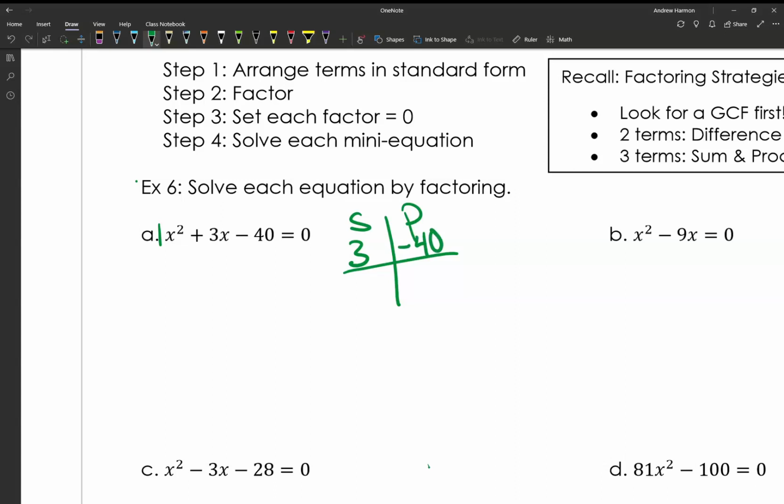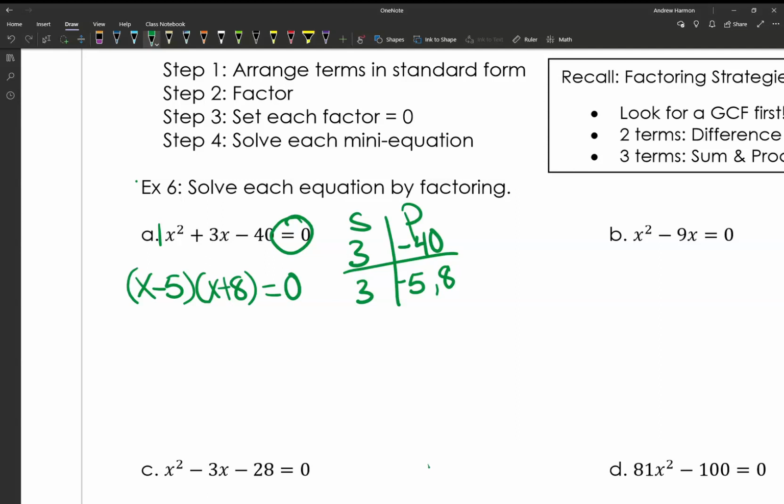So right off the bat, the way to get negative 40 to me is 5 and 8, but one has to be negative. So I'm going to make the 5 negative so that I can get a positive 3 when I add them together. So those are my two factors, x minus 5 and x plus 8. Now that's the factoring that we're used to, but now we have this equals 0 part, so we have to bring that down. And once we get that equals 0, that allows us to use something called the zero product property.